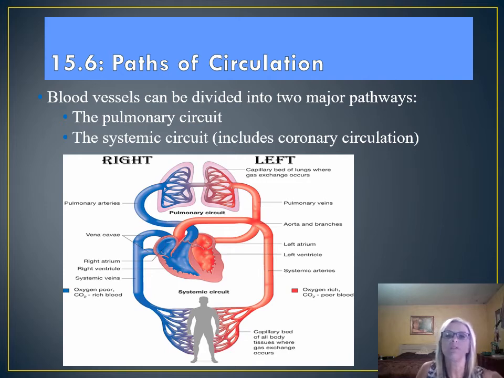We have the pulmonary circuit, the vessels carrying blood from the heart to the lungs and back. So pulmonary refers to the lungs. And then we have the systemic circuit, which carries blood from the heart to all the other places of the body and back again, including the coronary circulation, which is the circulation of the heart.